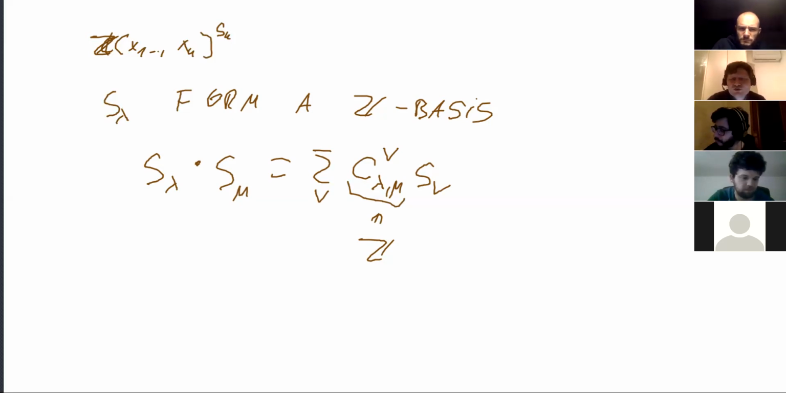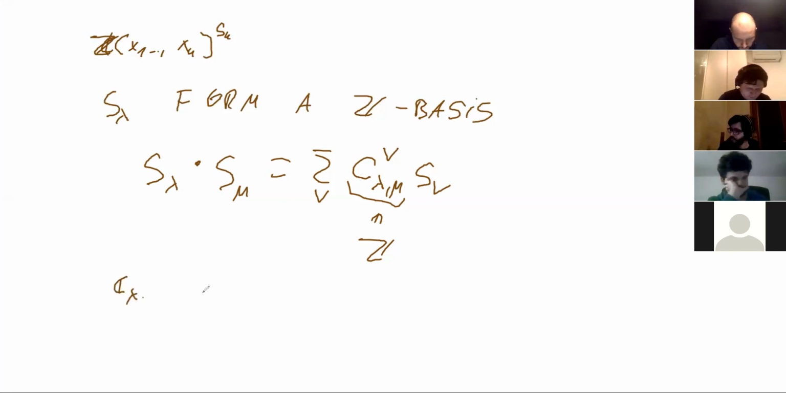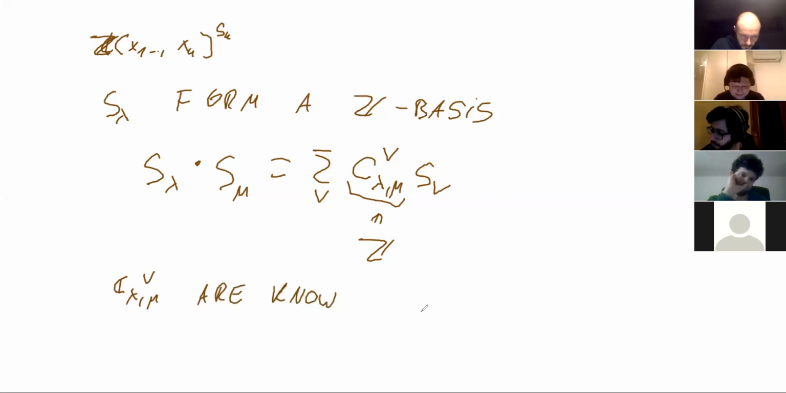So there is good news and bad news. So these c lambda mu nu are known as Littlewood-Richardson coefficients.